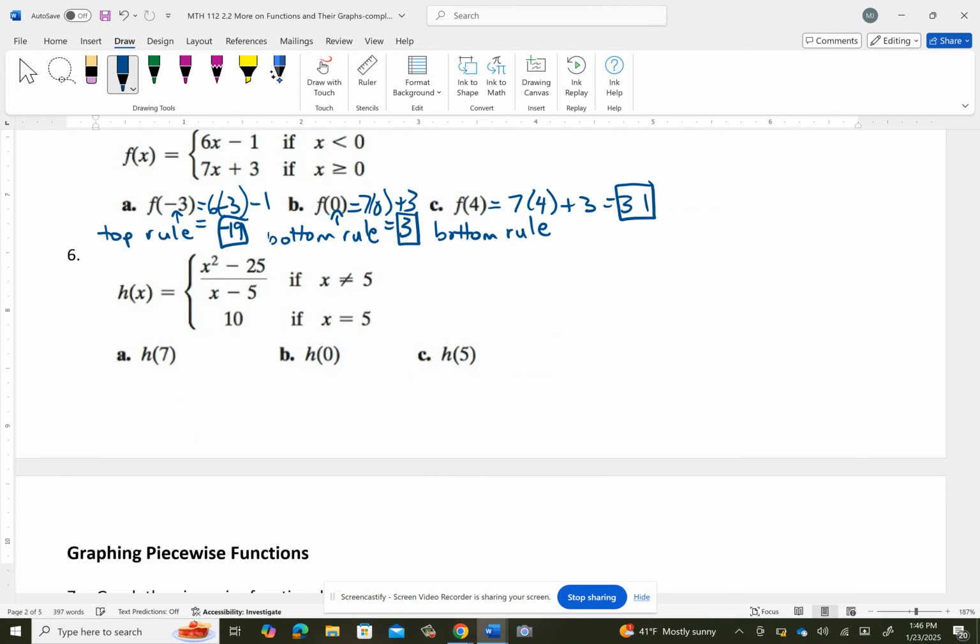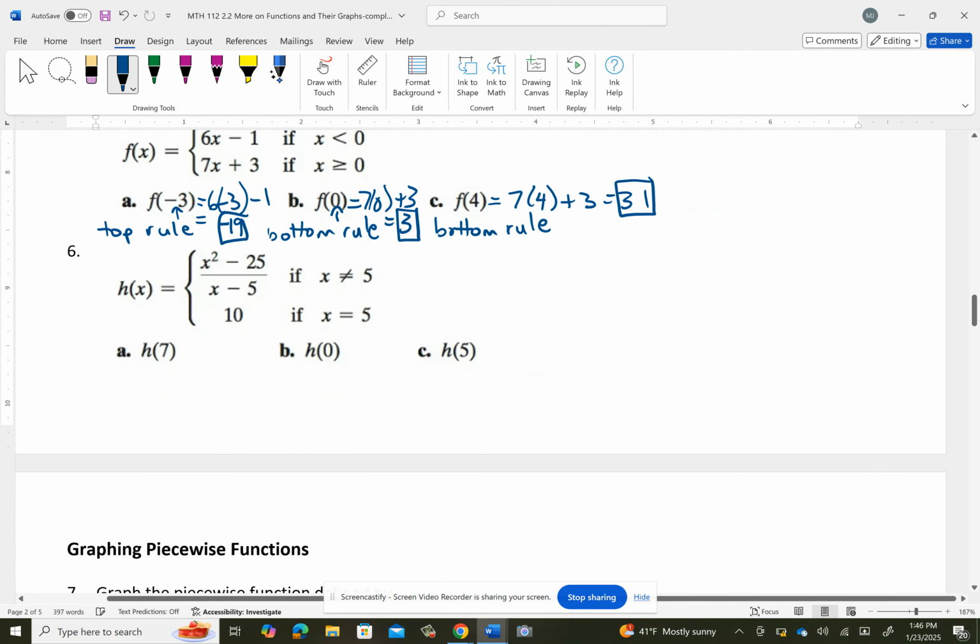All right, let's take a look at number 6. Here, we're evaluating this piecewise function that has 2 rules. One of them you use when x is not 5. The other one you use when x is 5. So this is when you use the bottom rule, when x is 5. These are the x's, aren't they? Okay. And then for something other than 5, you're going to use the top rule.